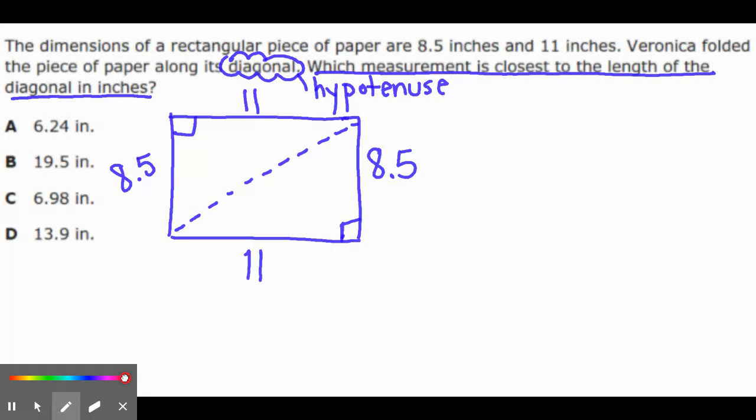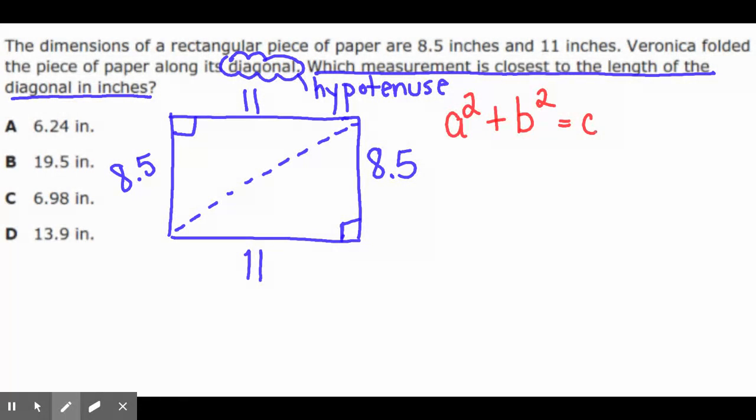All right, so the very first thing I'm going to do now that I've drawn my picture and labeled everything is write my formula. We know the Pythagorean theorem is a squared plus b squared equals c squared. And that can be found on your reference sheet. So we have our formula now. We can see that we need to go ahead and label. So we've already labeled with our numbers, but let's go ahead and add our variables. So we have a, b, and c.